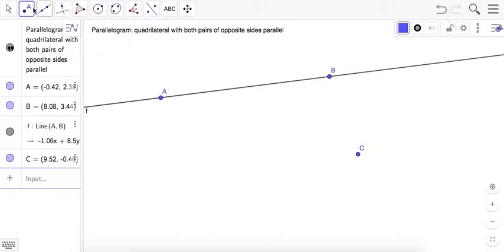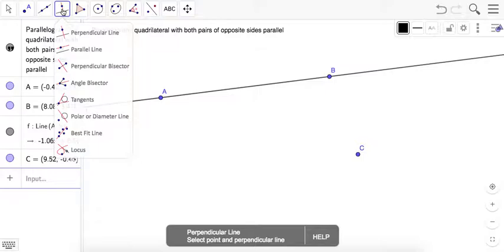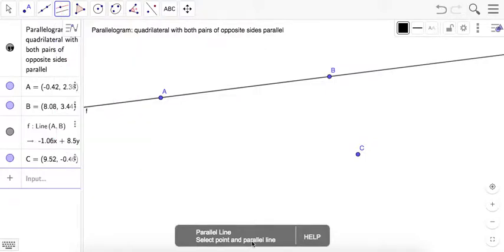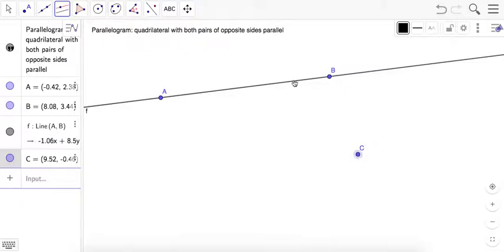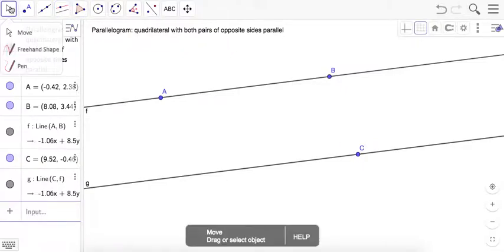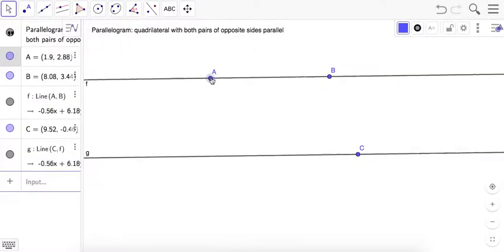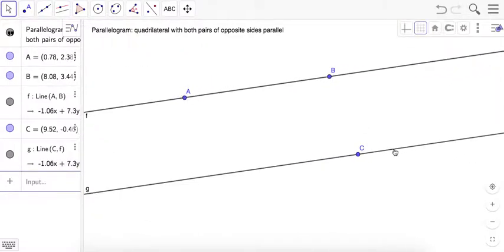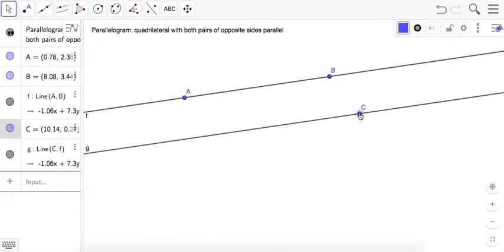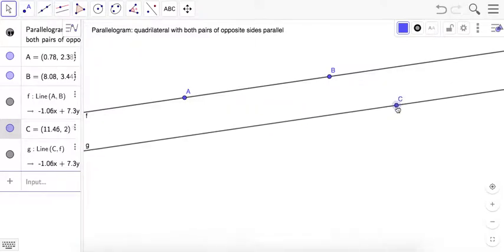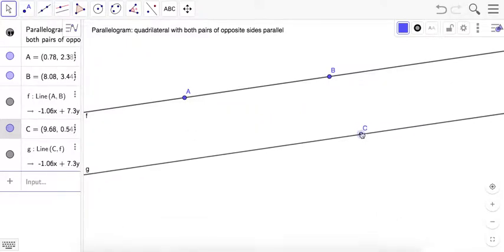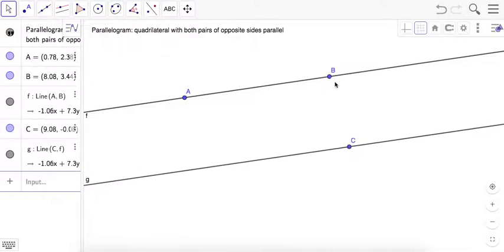So now I'm going to do a parallel line. Up here, if we click on the fourth one over, the second option down, parallel line, and if you see down there at the bottom, it says select point and parallel line. So we'll select our point and the line, and there we have it. If we move these points around, as these points and this line move, so does the other one, and as this point moves, you see it will always stay parallel to AB.